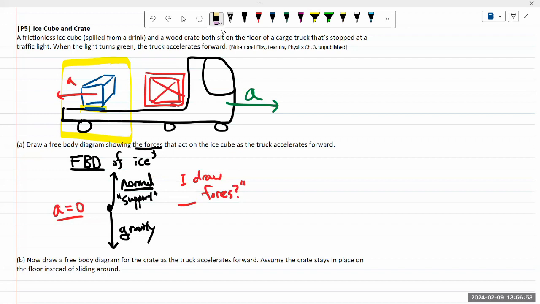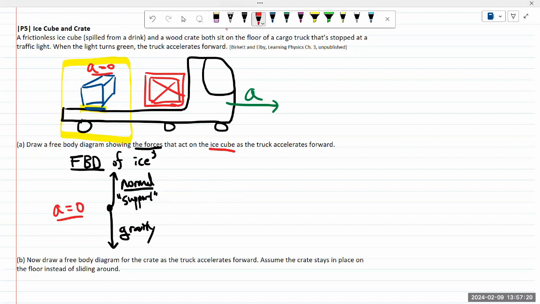So now we go back to, okay, since I've drawn all the forces, and the forces I've drawn here are consistent with the acceleration being zero, my ice cube must have zero acceleration. So that's the drawing of the free body diagram of the ice cube and the conclusion that you would reach after having drawn the free body diagram of the ice cube.